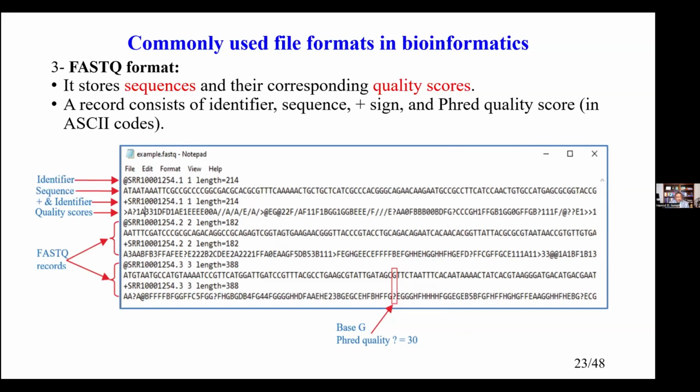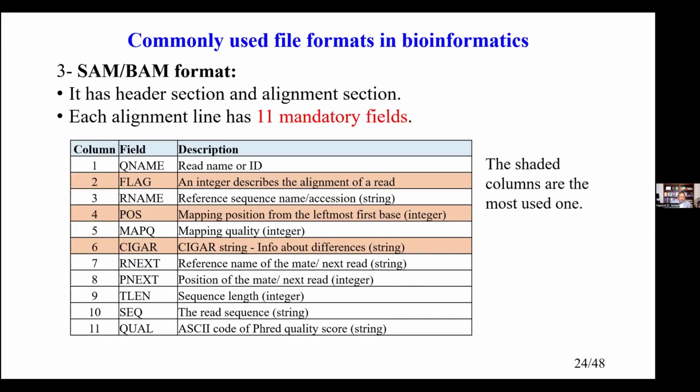The first part will be the description. The second part will be the sequence, and then a plus sign and any description. And the fourth line will be the Phred quality score that shows you the quality of each of these bases. And a single file may consist of millions and millions of reads.